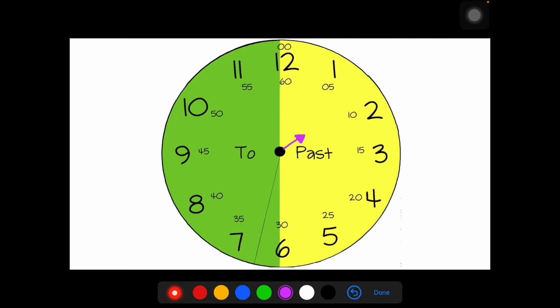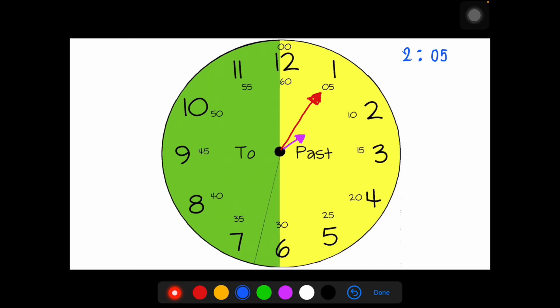Next one. What if the short indicator points at number 1, and the long indicator points all the way to number 1? This one. Oh, the short indicator points at number 2, right? Alright, how do we read this one? The short one, the hour, is 2, right? 2. And the minute is 05.